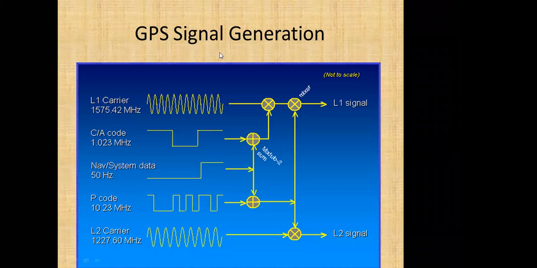And then it depends upon the user receiver capability which signal the receiver can detect and which signal it can decode. The P code is sometimes encrypted for military use, for authorized users. Then it is called the PY code. So the P code is known to all users, but sometimes it is encrypted, and then it will not be known to all users.